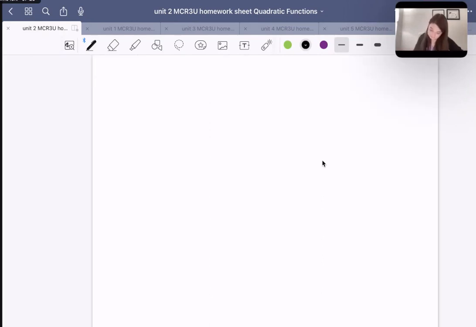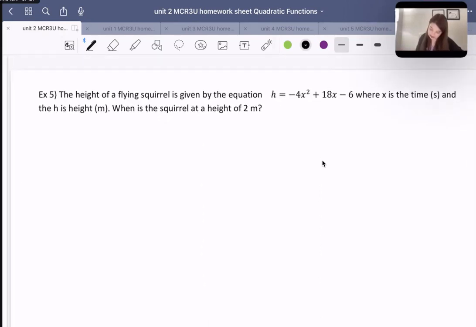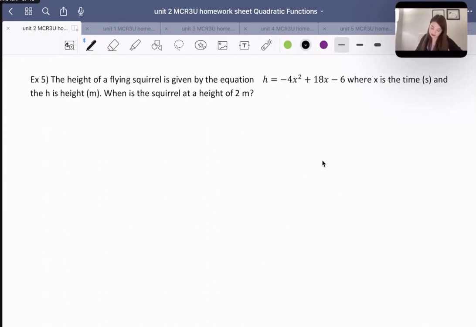Okay, so here's one last example. It says the height of a flying squirrel is given by this equation, where x is the time in seconds and h is the height in meters. When is the squirrel at a height of 2 meters? Pretty straightforward. We just plug in 2 for h. So 2 is equal to negative 4x squared plus 18x minus 6.